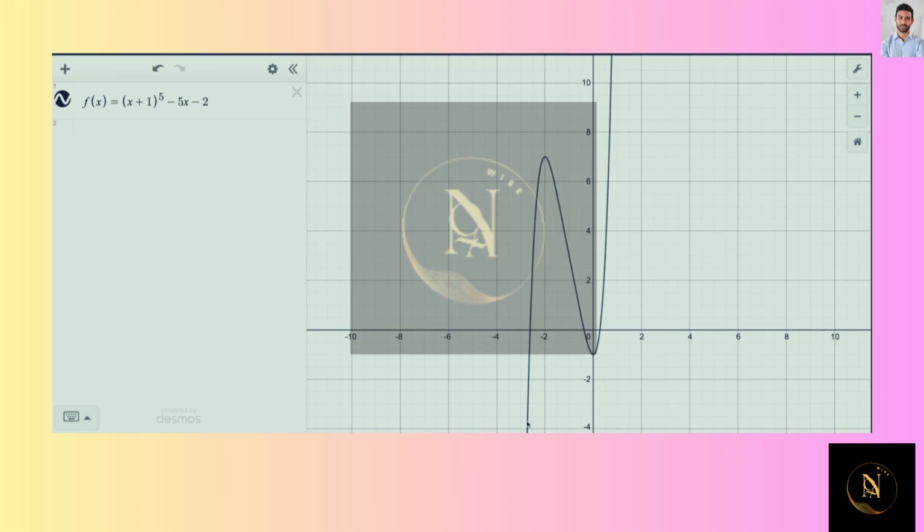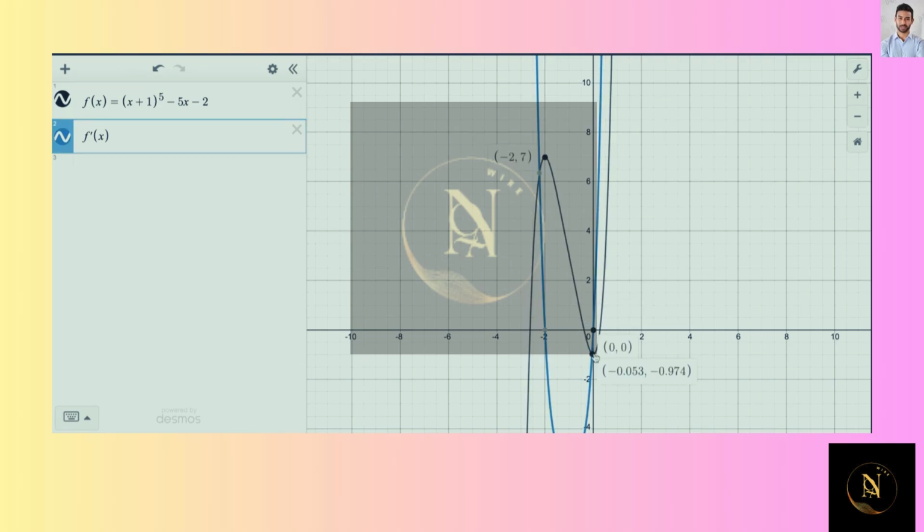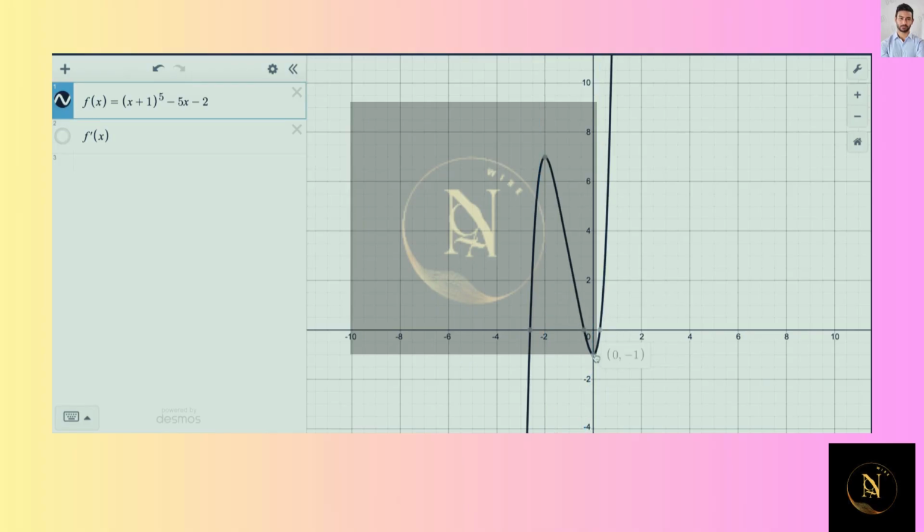So it's increasing from negative infinity to negative 2, decreasing from negative 2 to 0, and then increasing from 0 to infinity. The local minimums and maximums, we can look at the graph, or we can also look at the derivative of the graph. We see that there's a local maximum at negative 2, 7, and a local minimum at 0, negative 1.